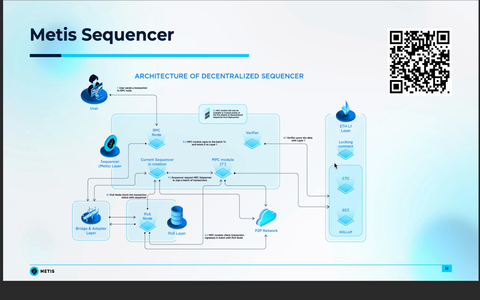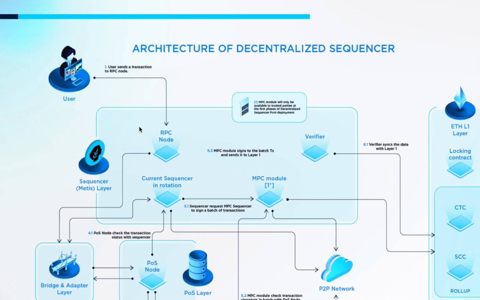Now, I mentioned earlier that Metis is the first optimistic rollup that has achieved sequencer decentralization, and I'm going to explain how it does that. This flow chart explains the architecture of the decentralized sequencer. So this is how it happens when a user submits a transaction on a decentralized application using the Metis network.